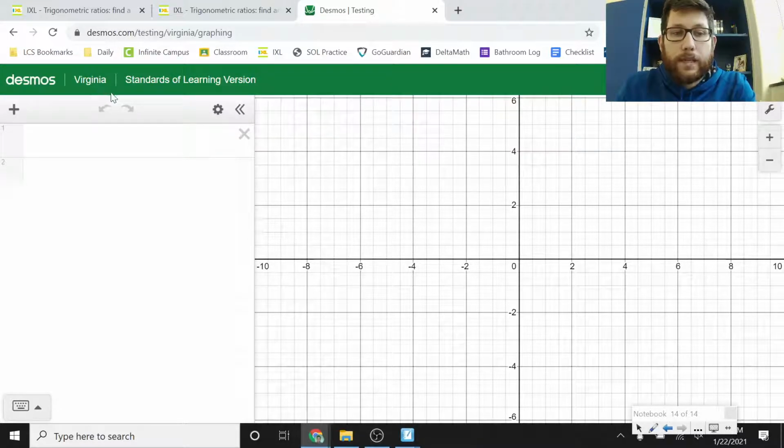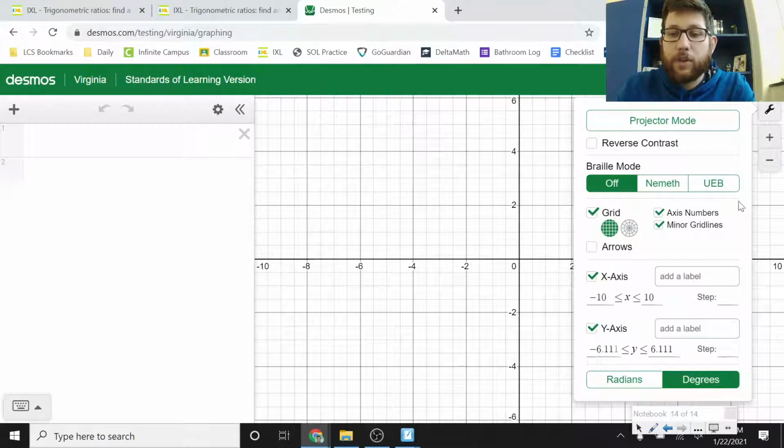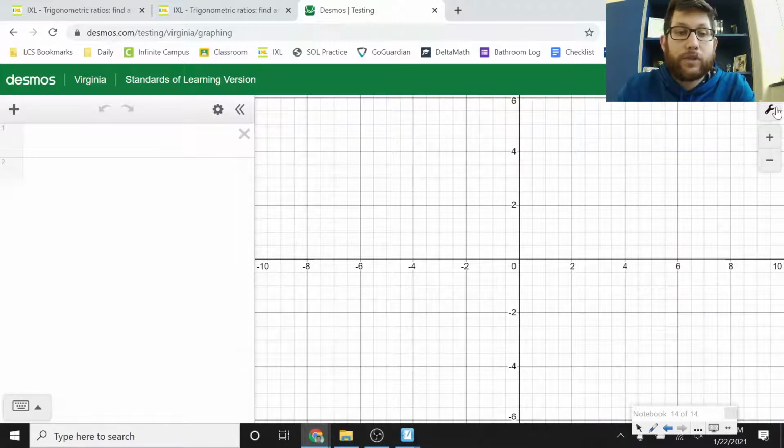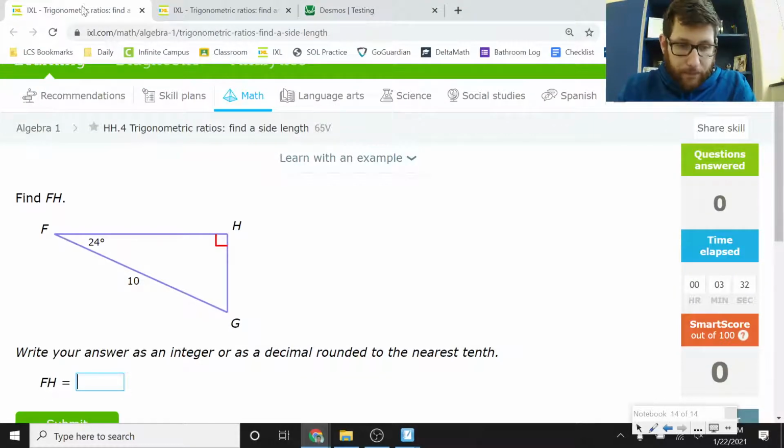The reason that this is important is that if you're in the Virginia version, it automatically puts you in degrees. Notice down here it says degrees. If you're not in the regular version, you'll have to choose degrees, but it's just a lot better to be in the Virginia Desmos version because it also does a few other things that the regular Desmos calculator does not do. This is also the version that you're going to have when you take your SOLs. So let's take a look here.